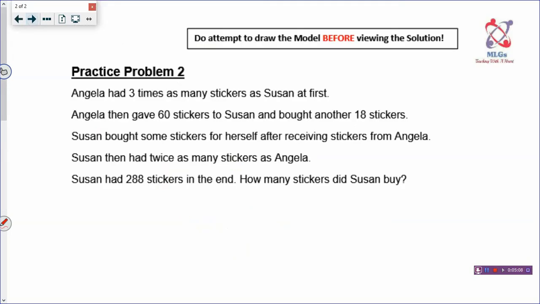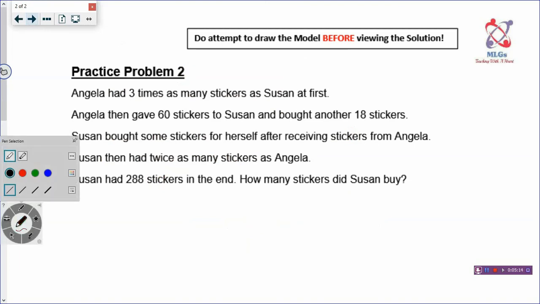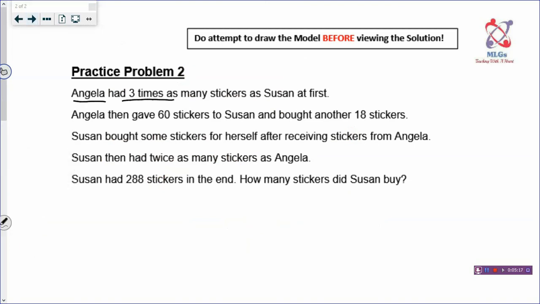All right, so the last problem for today, and it looks harder and more wordy. So let's read the question. Now, Angela had 3 times as many as Susan at first. So this is your 3, and this is your 1 time. Angela gave 60 to Susan, and she bought another 18. So gave away means you minus 60, and you bought some more means you have the plus already, right? Plus 18.